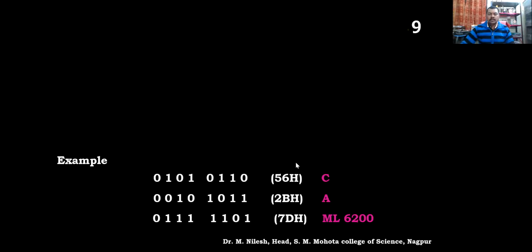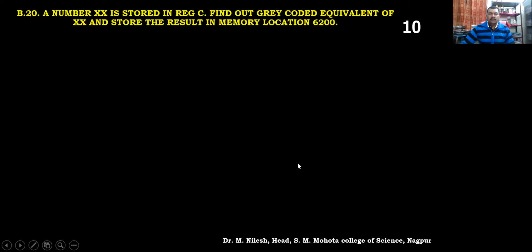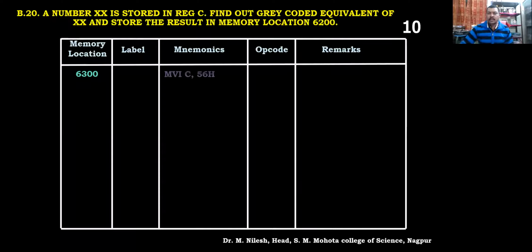So let us start. The analysis is the same as we have done in the last class. Today, again, we have to do this. This is the program that we are supposed to write. Initially, we take the first number, that is 56, in register C. For that, this is the instruction that we are going to use, and this is the opcode of that.